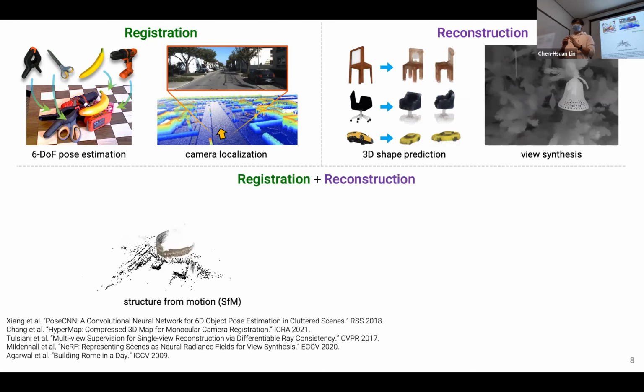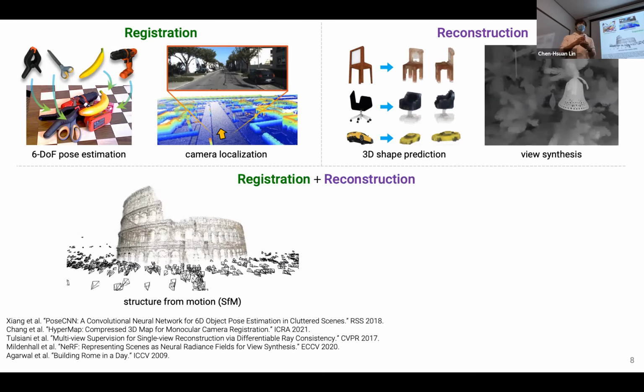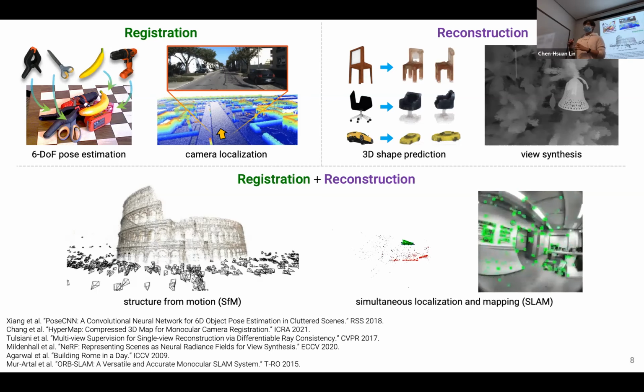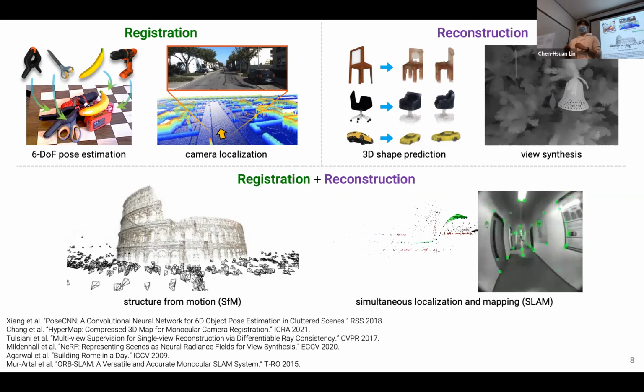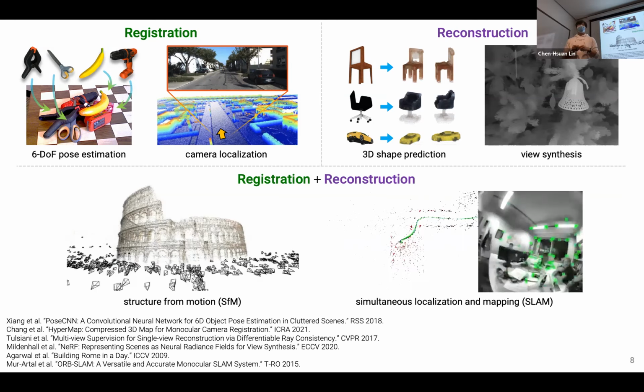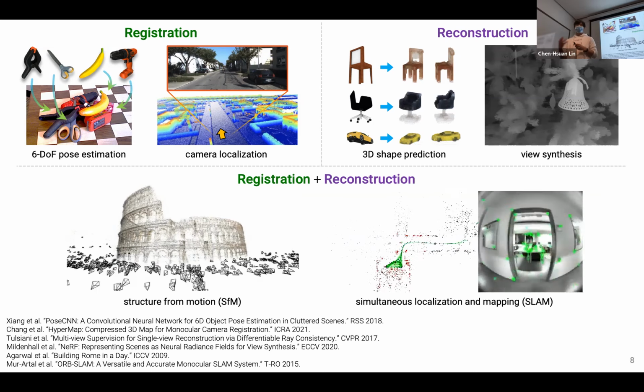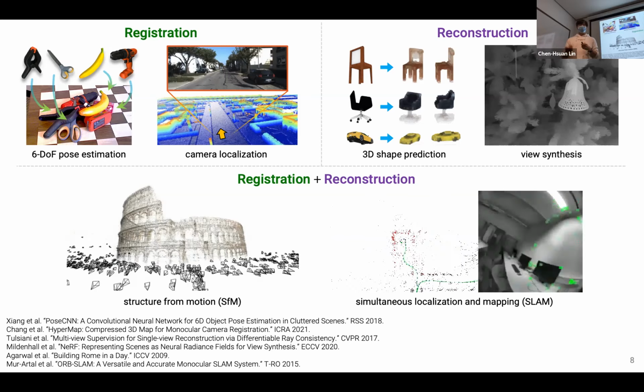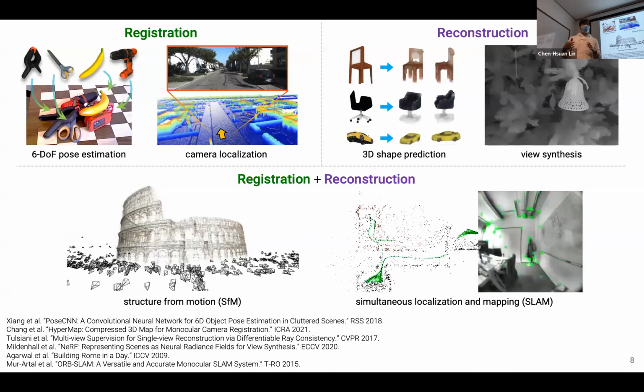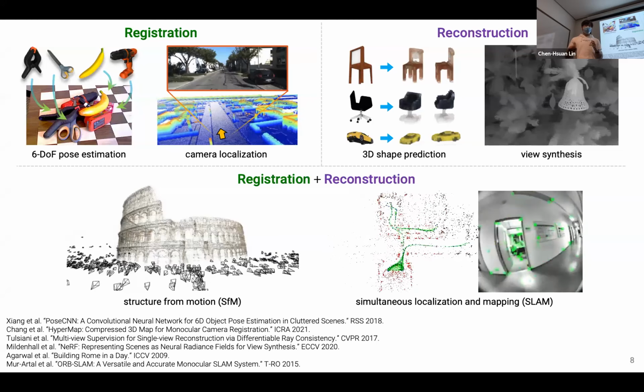And we also have the joint problem of solving for registration and reconstruction at the same time. This is classically known as structure from motion, where given a set of images without knowing the camera poses beforehand, we want to jointly solve for the 3D structures and the camera poses all together. And also the problem of SLAM, simultaneous localization and mapping, which you can think of as the real-time online version of structure from motion, where we solve for the mapping and the camera poses on the fly.